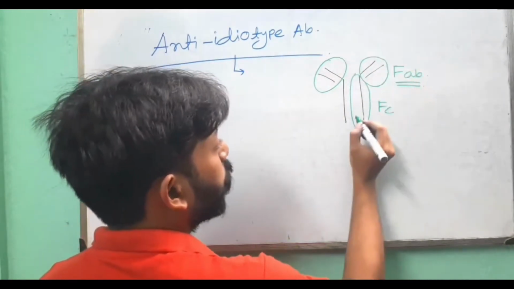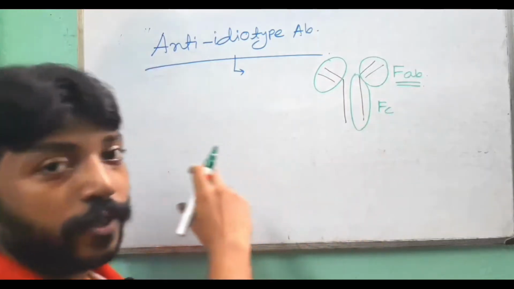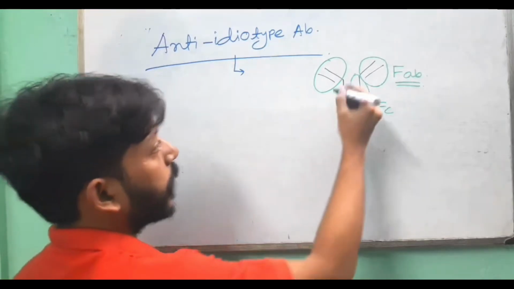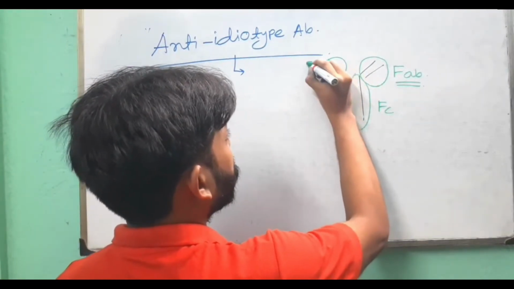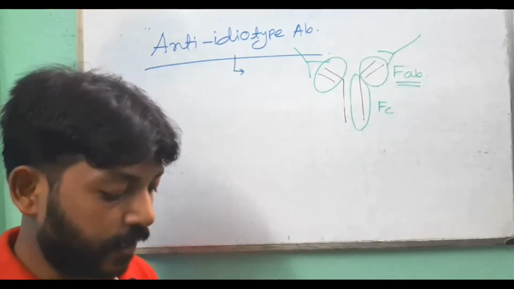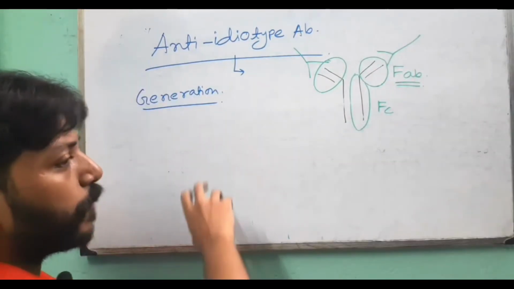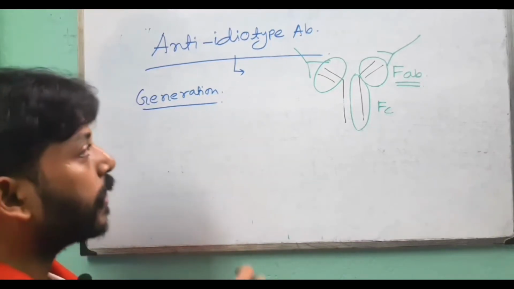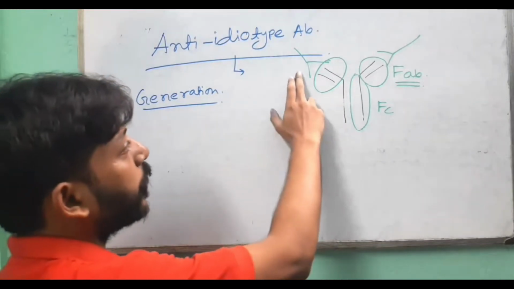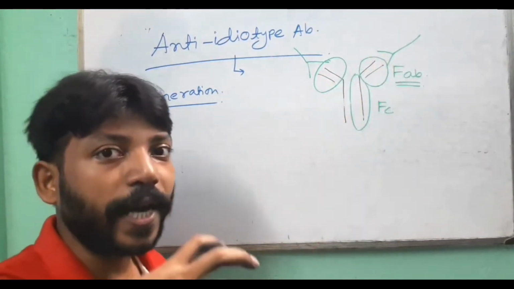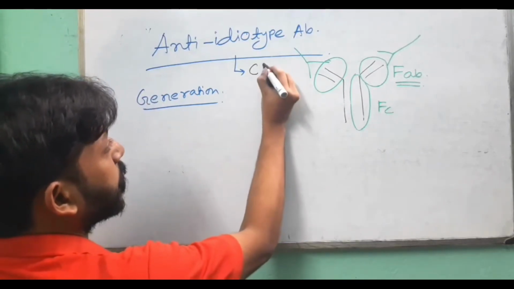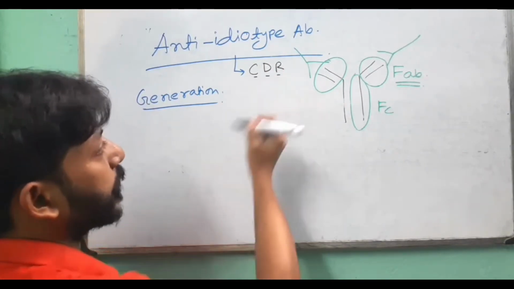The anti-idiotype antibody will not bind the constant region as the anti-allotype and anti-isotype antibodies do, but it binds with this region, the antigen binding region. Okay, there is a difference. If we transfer antibody between identical twins, then anti-idiotype antibody can be generated, and this antibody binds with the FAB region, meaning the antigen binding region, or you can very specifically call this CDR. CDR means complementarity determining region.